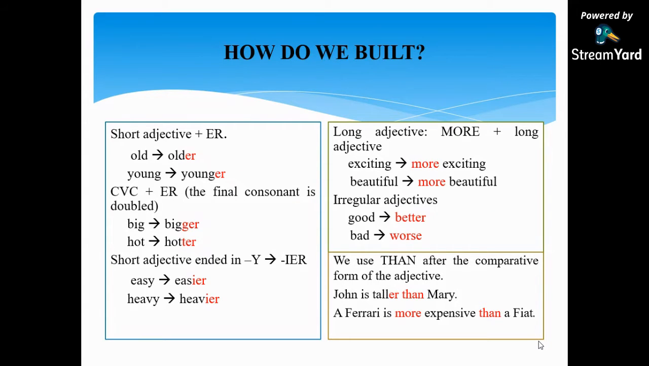Then, we use than after the comparative form of the adjective. And this word is pretty necessary to determine that we are making a comparison. We're going to see some examples about how it works. John is taller than Mary. A Ferrari is more expensive than a Fiat.